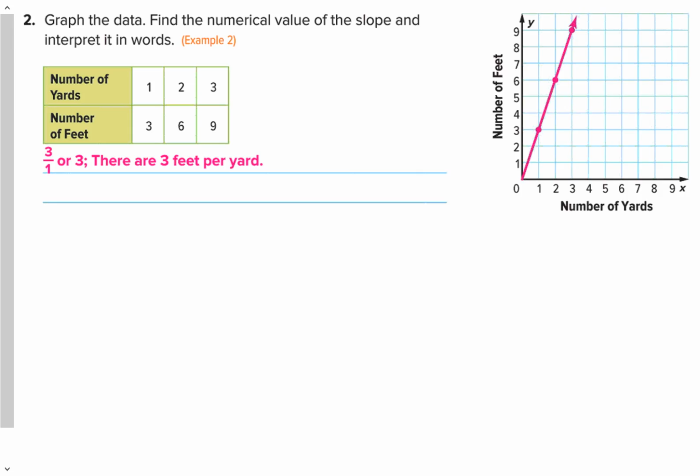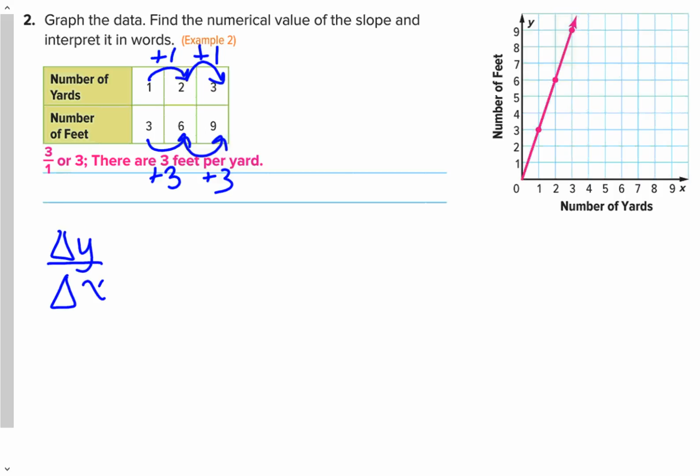Okay. Our next one, again, we're going to graph our data, 1 comma 3, 2 comma 6, then over 3 and up 9. So you want to talk about the changes. This number of yards increases by 1, and then the number of feet increases by 3. So again, our change in y over our change in x. Our yards are going to be x, our feet are going to be y, so 3 over 1, or 3, and that's feet per yard.